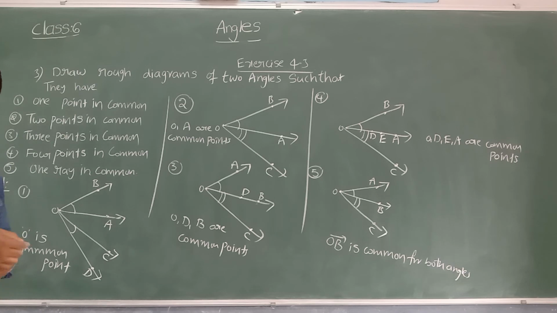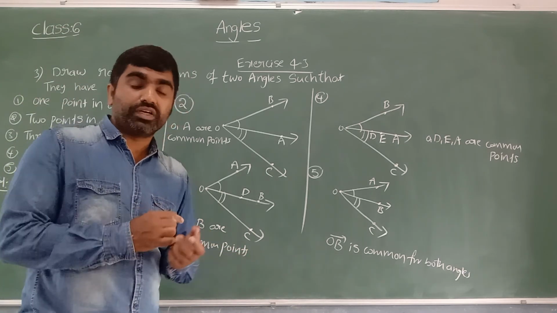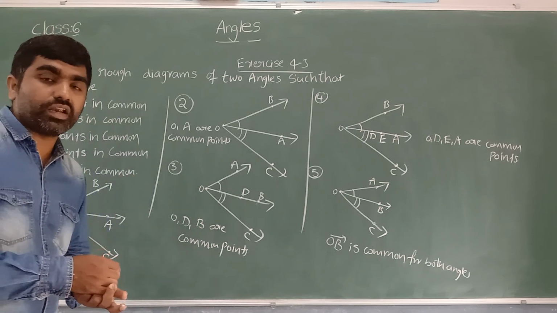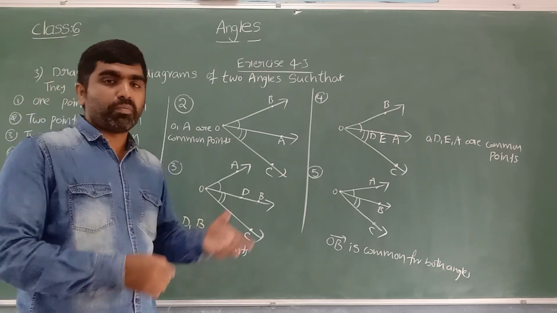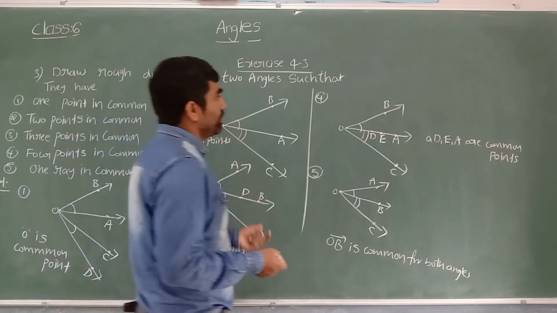Hope it is clear what an angle is, and how that angle is going to divide the plane. It is going to divide it into 3 parts: inside, the interior; outside, the exterior. Points which are there on the boundary are called points on the boundary. Hope it is clear for you.